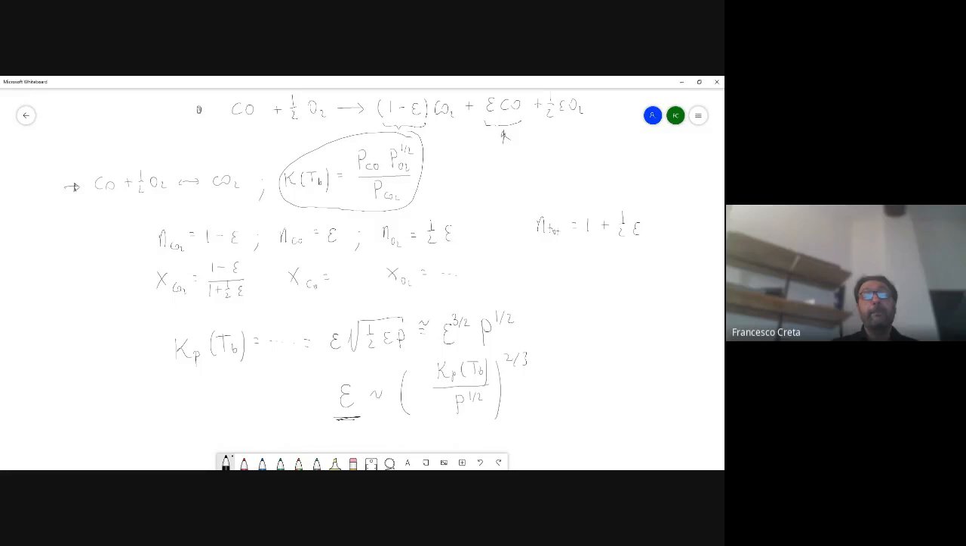You see that the amount of dissociation epsilon now is inversely proportional to the pressure. So that means that as the pressure increases, you have less and less dissociation, and so the temperature will tend to increase.